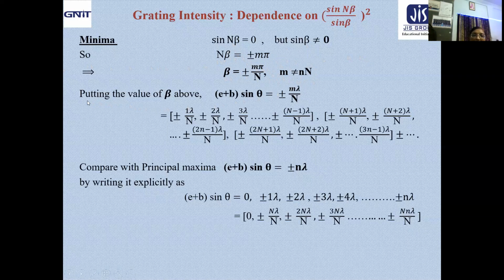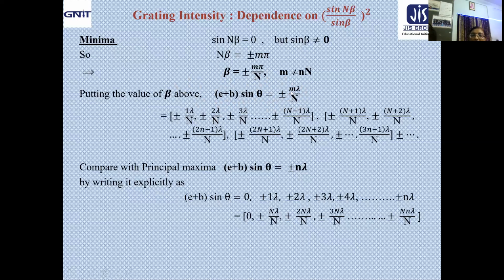Now let us get the exact values of beta in terms of pi and m, that is, the limiting values of m, the order of minima up to which you can allow for n slit diffraction. So if you put the value of beta, pi by lambda into (e plus b) sine theta equals plus minus m pi by n, you will get (e plus b) sine theta equals plus minus m lambda by n. This is the condition for minima in terms of path difference for n slit diffraction.